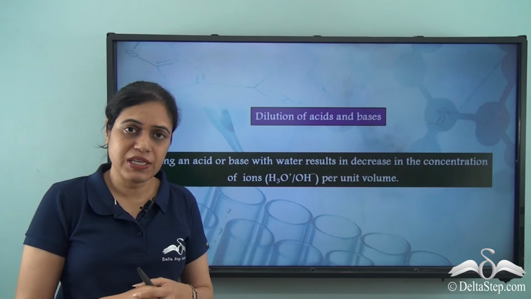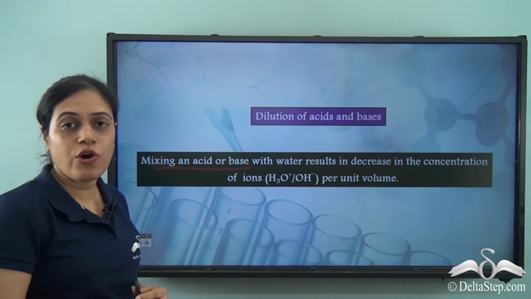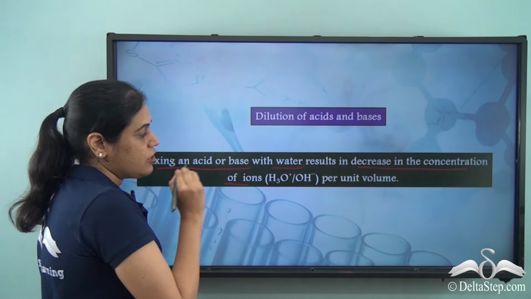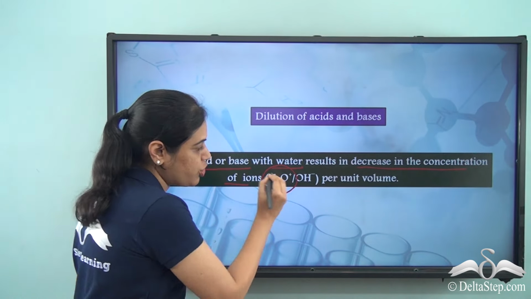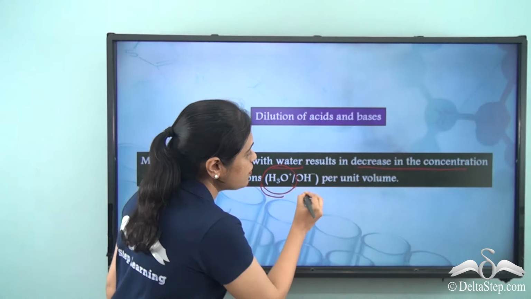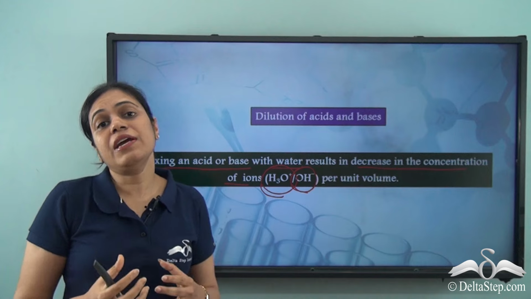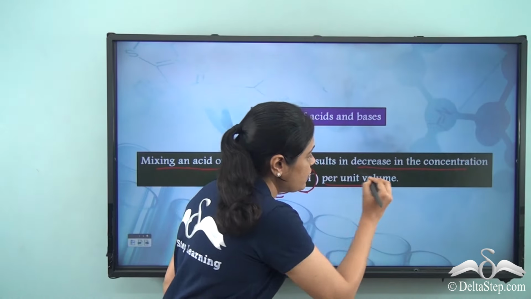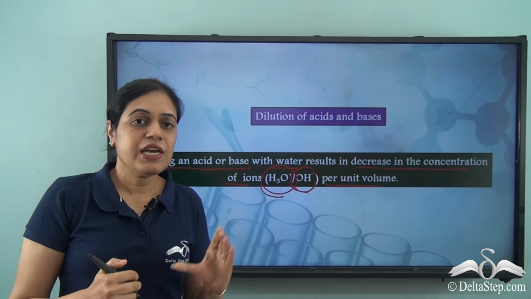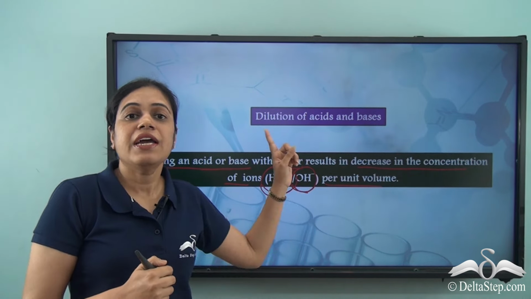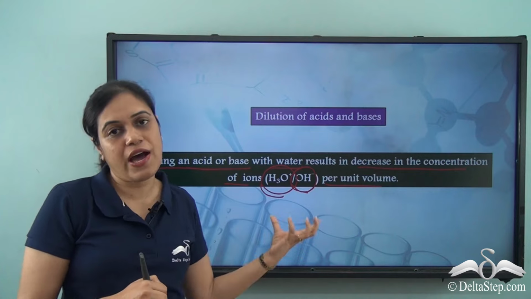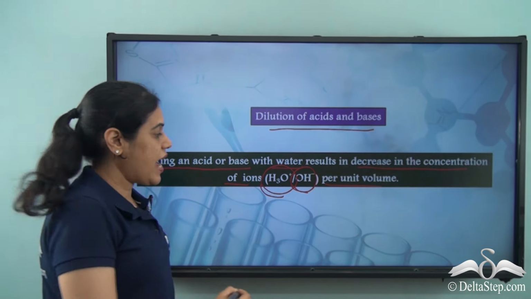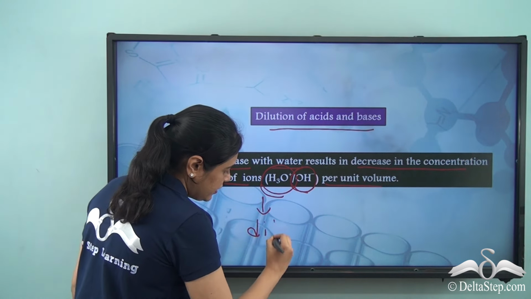So dilution of acids and bases means when we mix an acid or a base with water, it results in a decrease in the concentration of ions. So in the case of acids, it is H3O+ ions, that is hydronium ions, and in the case of bases, it is OH- ions. So when we mix an acid or a base with water, there is a decrease in the concentration of these ions per unit volume. So initially, if the concentration of these ions was higher, there is a decrease in the concentration or the number of ions per unit volume, and this is called the dilution of acids and bases, and the acids and bases are said to be diluted.